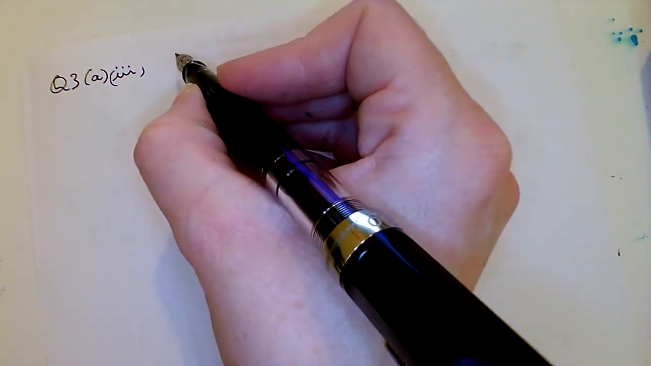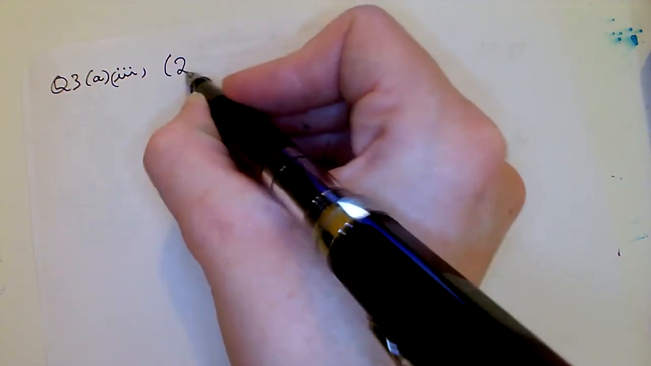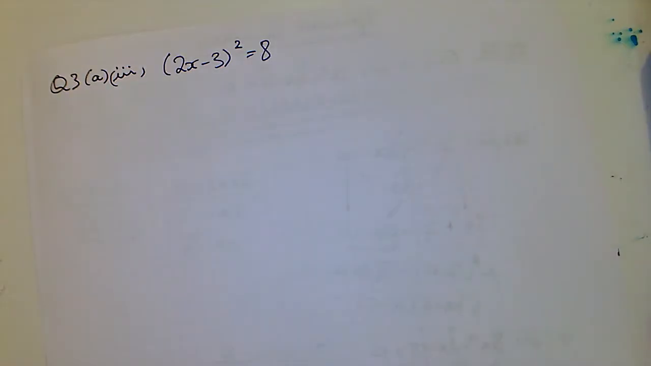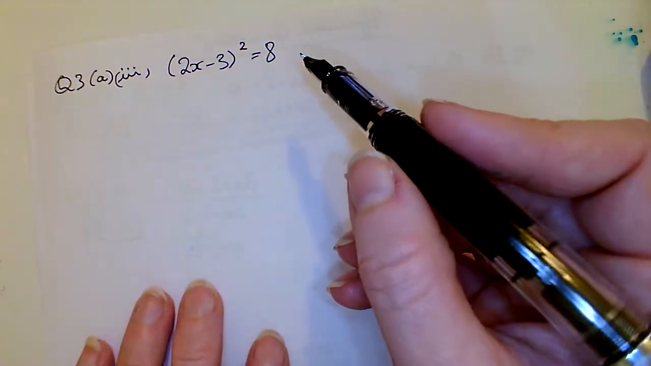Okay, and now let's look at question 3. And question 3 was the same thing again, except this time they want us to do it in surd form. So question 3A, part 3, we're solving 2x minus 3 squared equals 8. There's 2 ways of doing this question, but let's do it the obvious way.